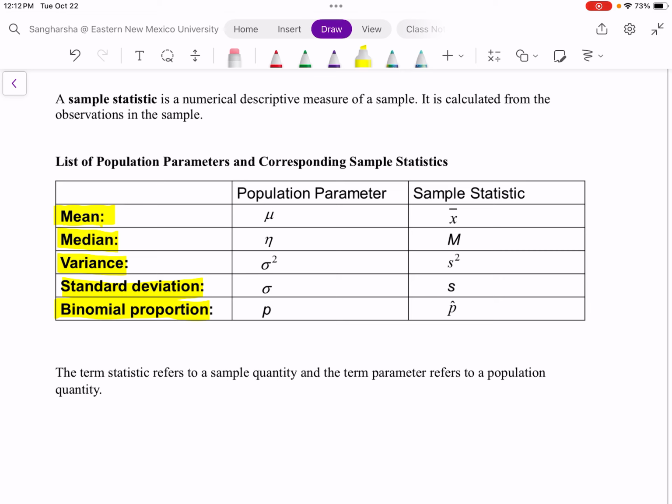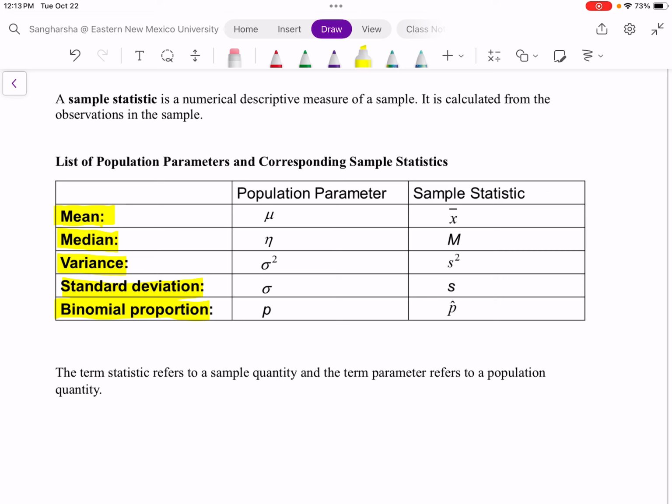Okay, for example, you have a population, you have a data set, and the mean of that data set is 3. What can you tell about that data set? You don't have access to that data, but you know the mean of that data is 3. Now, what kind of information can you get from that mean equal to 3? What kind of information can you gather?